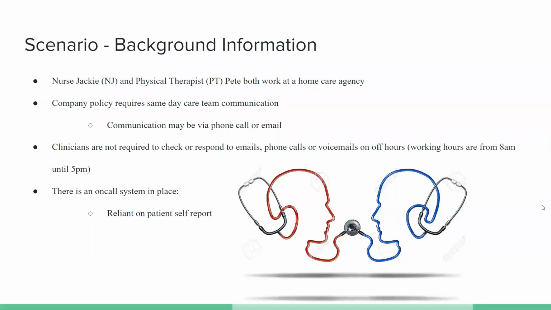Before I talk about how we do that, I'm going to give you a little example and a scenario. Let's say we are at a home care agency and we have Nurse Jackie and physical therapist Pete, or PT Pete, and they both work at the same home care agency. This home care company policy requires same day care team communication, which means that if there is an issue or a concern, members of the care team are required to communicate their concerns to the case manager within 24 hours. Communication is allowed to be via phone call or email.